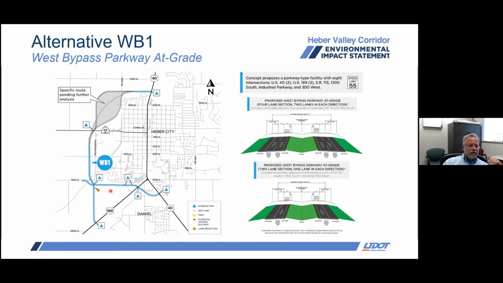With this alternative, we've identified 8 intersections that would intersect the bypass at grade, and we've highlighted those with these blue triangles. Similar to the other alternative, we have the 1300 South connection, and also with this alternative, the bypass could operate well with 1 lane in each direction, as we're showing in the cross sections here on the right, with the exception of that segment between SR 113 and 1300 South.